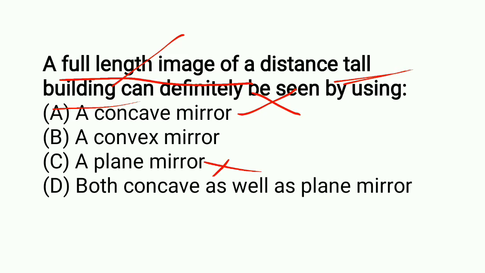And here we have both concave. So as concave, in the sense we cannot see this one. So here option B is the correct answer. That is, by using a convex mirror, we can see the full image of a tall building only by using the convex mirror. So here option B is the correct answer.